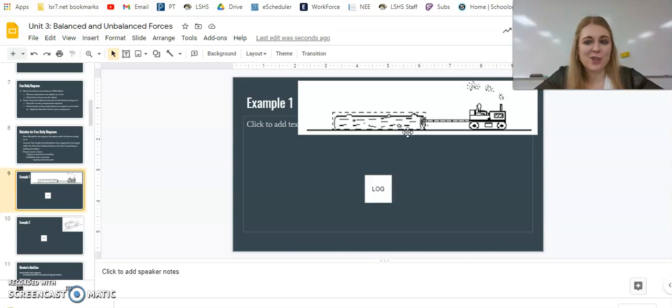Here's the deal. One thing that we have to think about is what is actually touching the log? Well, we can see here that the ground is touching the log, so there'll be a force there because the ground and the log touch each other. And we can also see that this rope is touching the log.